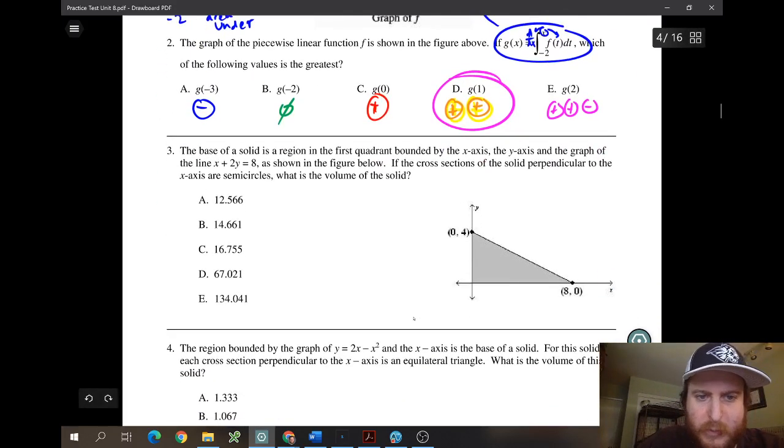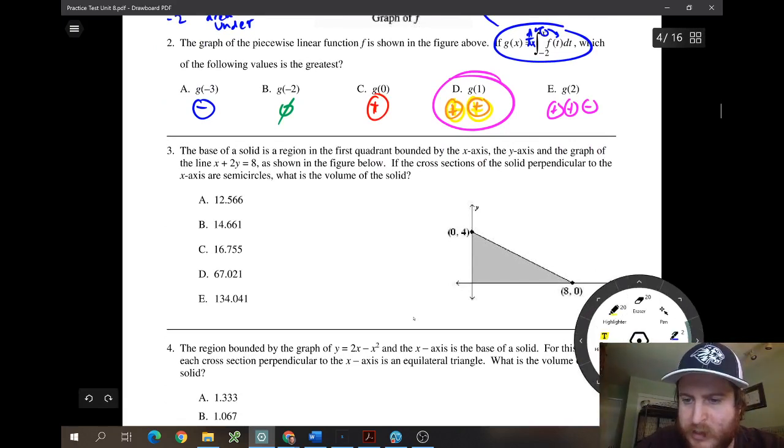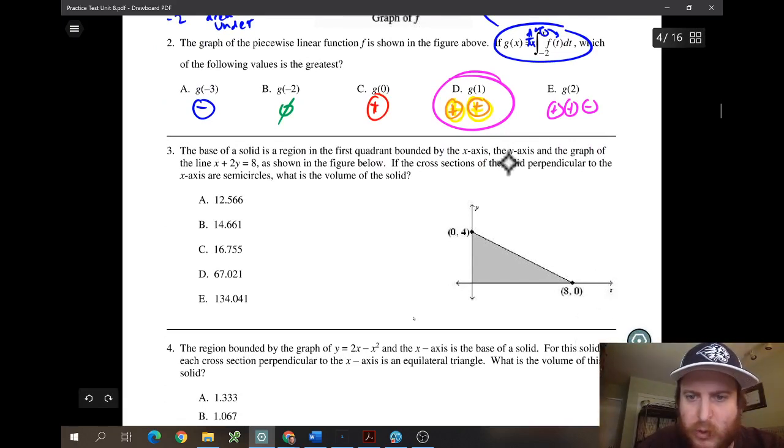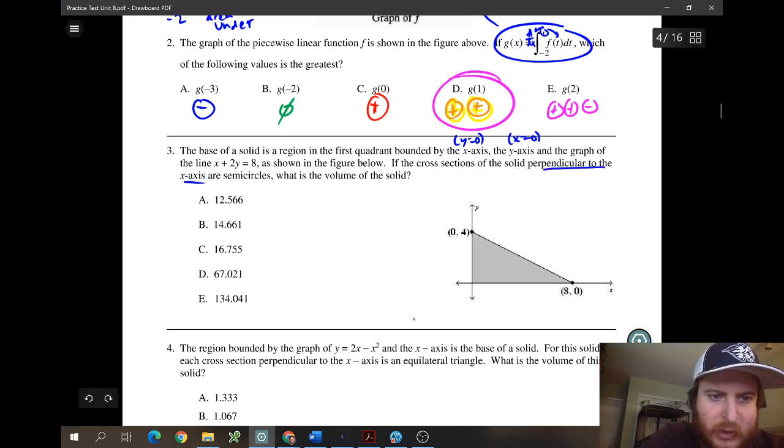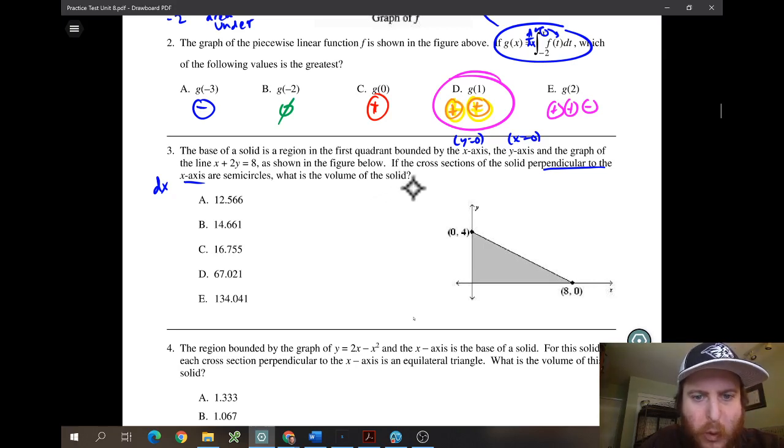All right, next we have the base of a solid is a region in the first quadrant bounded by the x-axis, right, which is y equals 0. The y-axis, which is x equals 0. We want to try to write those in. And the graph of the line x plus 2y equals 8. If the cross sections of the solid are perpendicular to the x-axis, that means we're doing dx. Are semicircles, what is the volume of this solid?